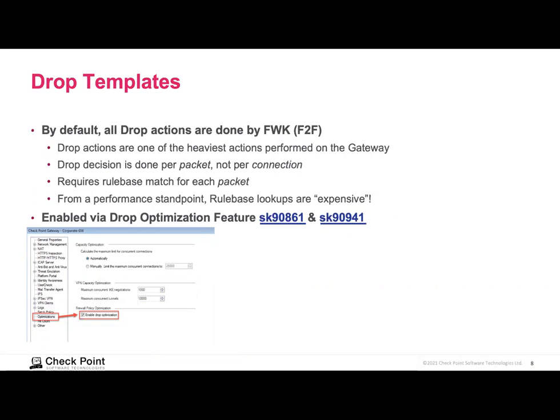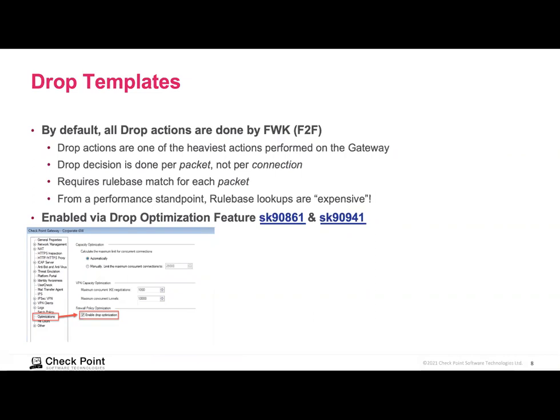So it's very likely we're dropping way more than if we were looking at just connections, because there's a lot of things, especially if it's an internet gateway, that we're probably blocking and dropping before the full connection even gets established. So because of that, it requires a rule-based match for every new packet that comes in. Again, rule-based lookups are expensive. So if we enable drop templates, we can accelerate the drops into SecureXL, same way with the accept templates.